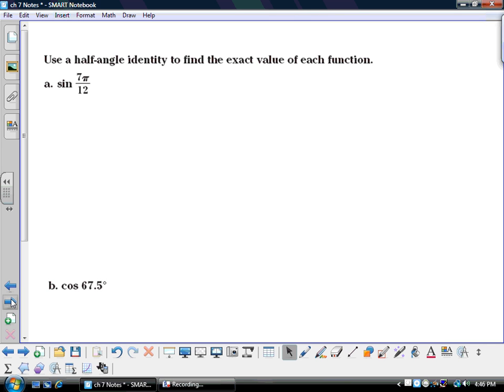The sine of 7 pi over 12. If you really wanted to, you could change that into degrees and work in degrees. I'm going to stay in radians. I'm going to rewrite that as the sine of something divided by 2. 7 pi over 12 is the same as 7 pi over 6 divided by 2. Take a minute to think about that math. 7 pi over 6 divided by 2 would be the same as 7 pi over 6 times 1/2. Yep, that is 7 pi over 12.